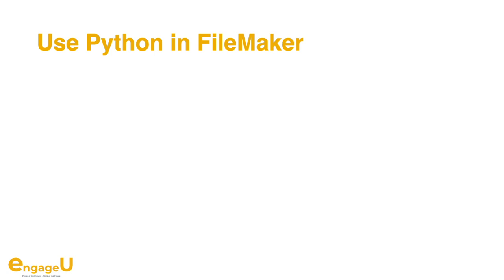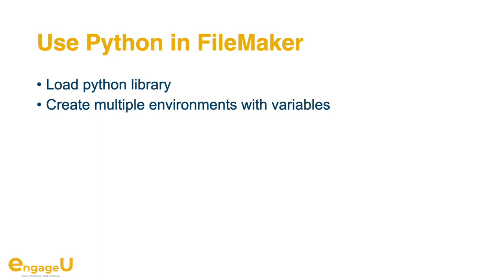And next we have Python functions. Some people love Python and they can load a Python library into FileMaker. So you can have several Python installations on your computer. You tell the plugin which you want to load. Then you can create an environment for Python. So every environment has their own variables. You can have several environments. You can run a script within an environment.